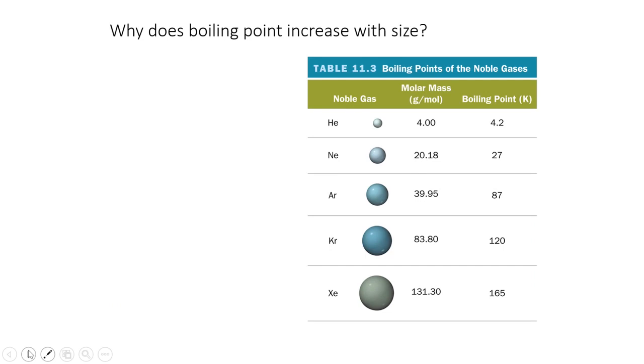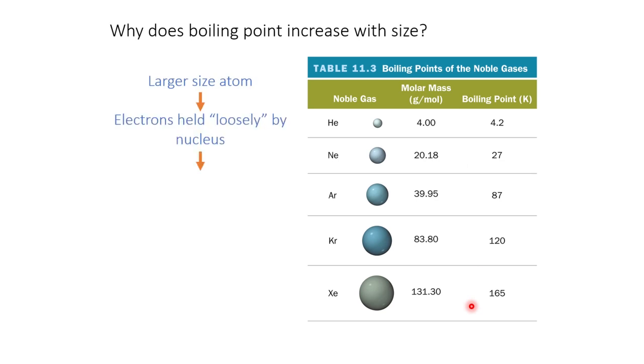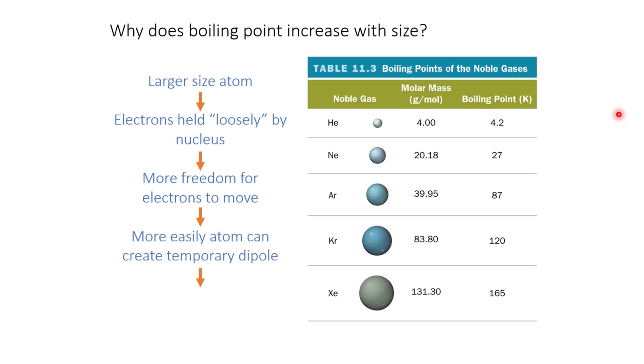So let's think about why boiling point increases with size. So these are our normal gases here. And we see that as the molar mass increases, our boiling point increases. So as the atom gets bigger, the electrons are held more loosely by the nucleus, so there's more freedom for them to move around, and so they can more easily form those temporary dipoles, and that relates to the higher dispersion forces.